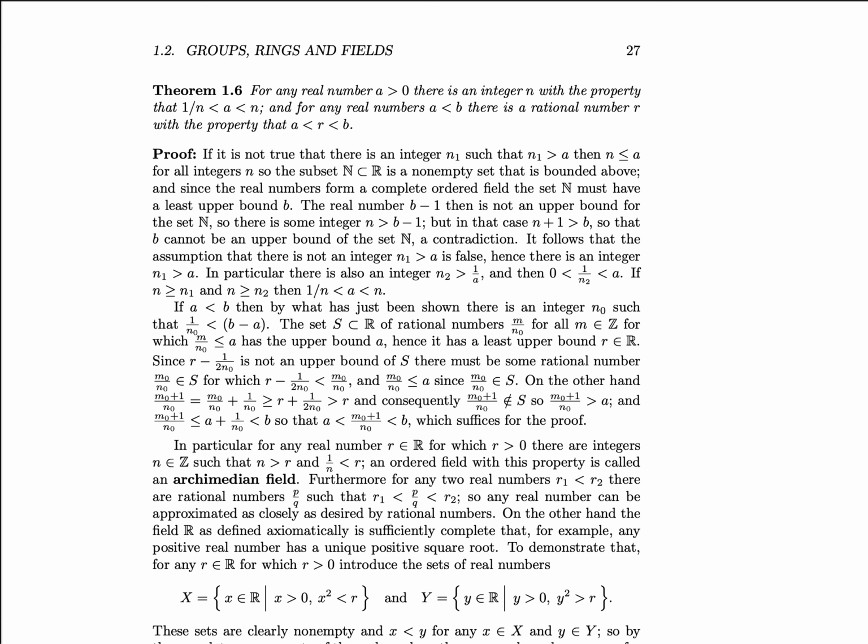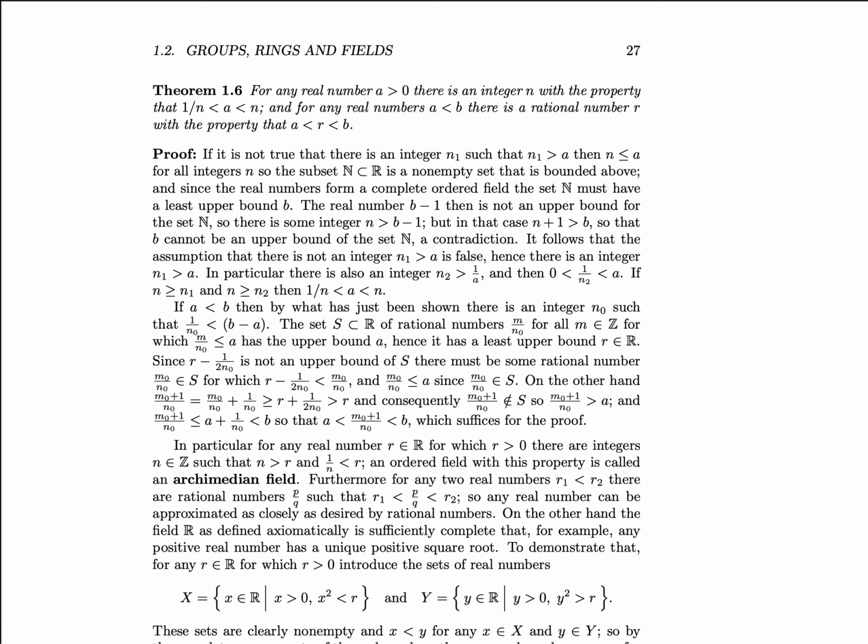It follows that the assumption that there is not an integer n1 greater than a is false. Hence, there's an integer n1 greater than any real number a. In particular, there's also an integer n2 greater than 1 over a, because we've shown that there is a number n1 bigger than a. We simply let 1 over a be another real number, which is substituted into this a to generate the integer n2.